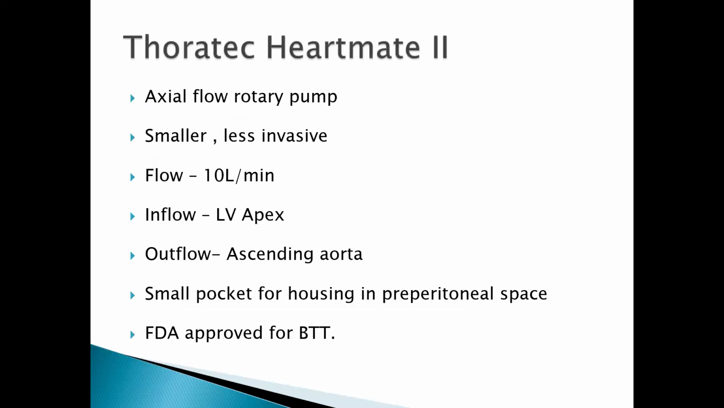Next slide, please. Now, this is the Thoratec HeartMate 2. This is the second-generation long-term ventricular assist device. For now, it is the only FDA-approved machine for bridge to transplant. It works through an axial flow rotary pump. It's quite small and less invasive. It has a flow rate of 10 liters per minute, and the inflow is through the left ventricular apex, while the outflow is through the ascending aorta. And suffice to say that to insert this Thoratec HeartMate, you need to create a small pocket in the peritoneal space, which will help you to put the machine.